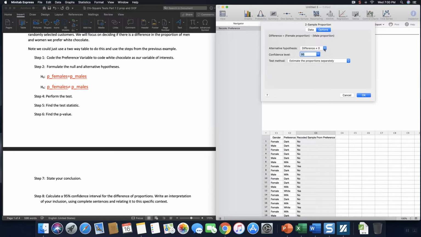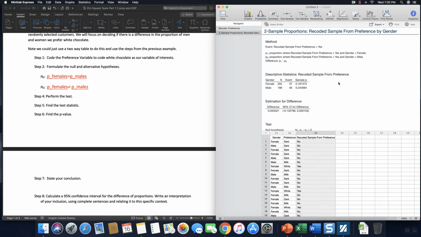And again, difference, you only want to change this if you think there is going to be an increase or decrease. If you think females is going to be greater than males, or based on the question, they want to know if you have an increase or decrease. So I'm not going to mess with this unless I absolutely have to. And right now I'm just checking for a difference, so not equal to is exactly what I want. Let's hit OK.